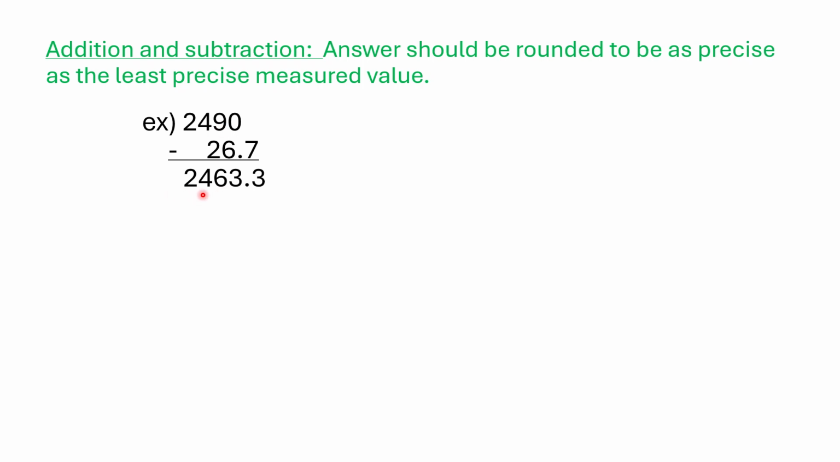So if we look at our answer, we can only be as precise as the less precise of those two values. So tens place is less precise than tenths place. So I had to round my answer to the nearest 10. Okay, so 2,463.3 to the nearest 10 would be 2,460. Again, because there was a 3 next door to the 6, it does not round up. I do keep the 0 in the ones place as a placeholder, but it's not a sig fig because there's no decimal.